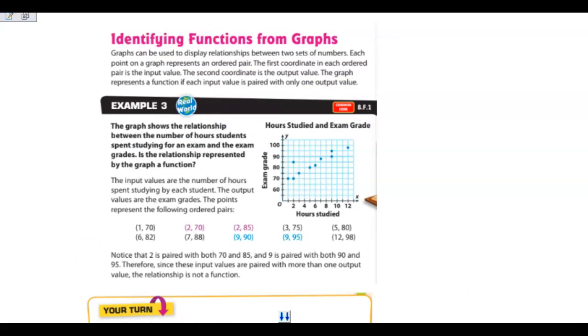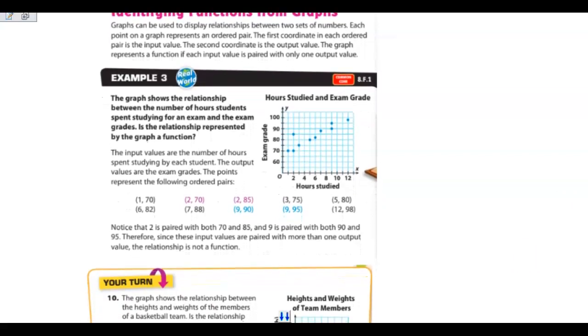We can also look at graphs. The thing I like about graphs is we can use something that's called a vertical line test. It represents a function if each input value is paired with only one output value. And the nice thing about a graph is if you're doing a vertical line test, each vertical line that you do should only have one point on it.